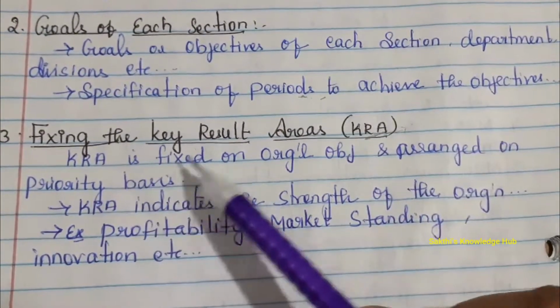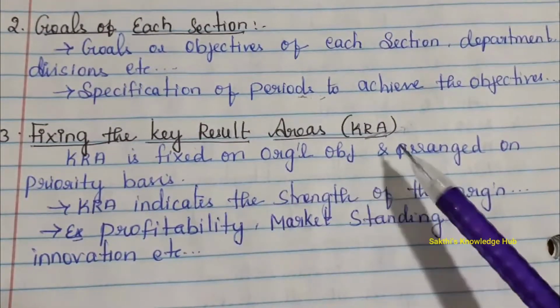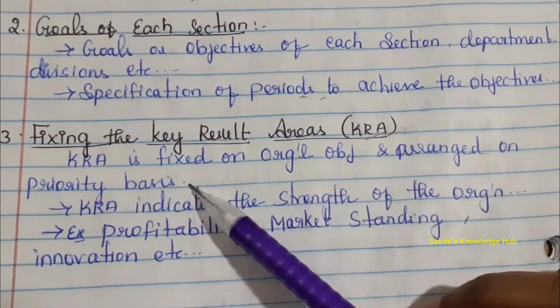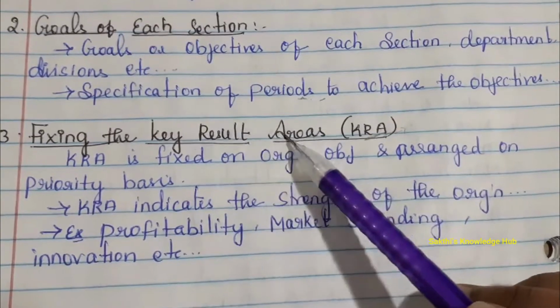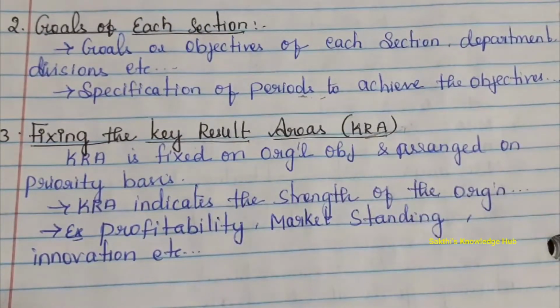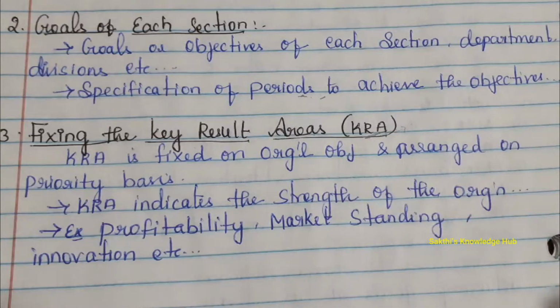Key result area is fixed on organizational objective and arranged on priority basis. So key result area, in which area a focus is to be made to achieve the result of the organization, the focusing area or the focusing particular aspect, that is called the key result area. So that they will prioritize and identify. On that basis only the organizational objective will be structured or framed.